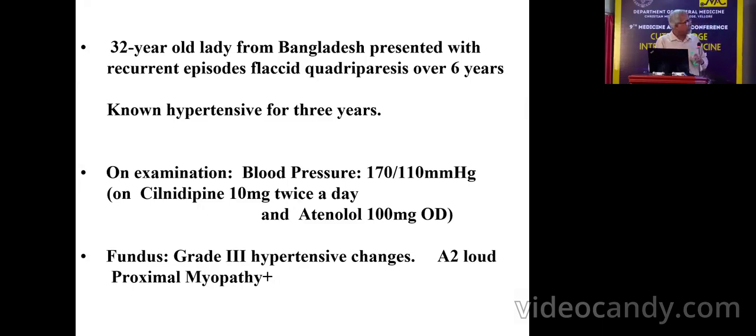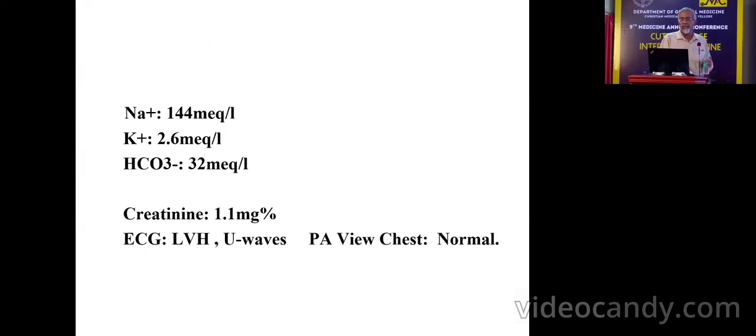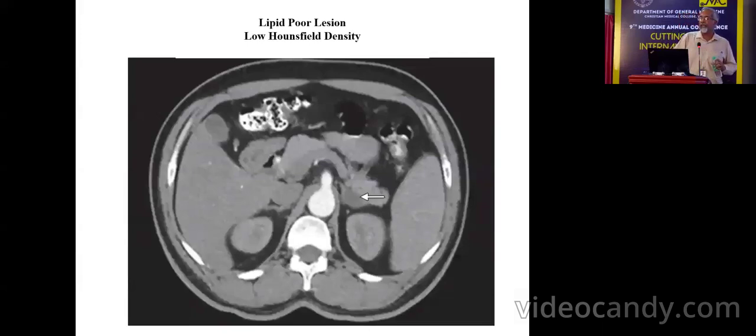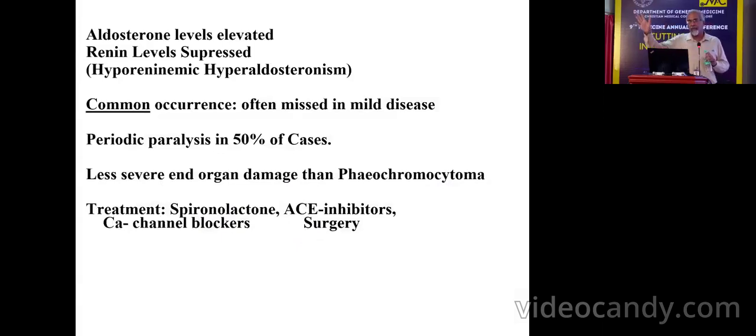This lady, once again, comes with severe hypertension, has grade 3 hypertensive changes, low potassium, hypokalemic alkalosis, and ECG showing U waves. CT abdomen shows a lipid-rich lesion with low Hounsfield density. This patient has an aldosterone-producing adenoma. So the aldosterone levels are elevated, renin levels are suppressed. You have hyporeninemic hyperaldosteronism.